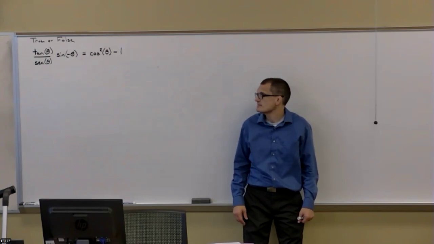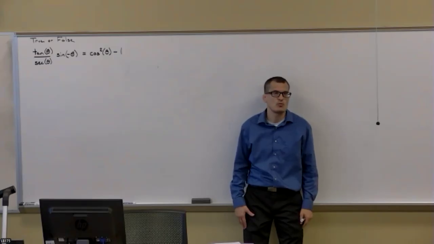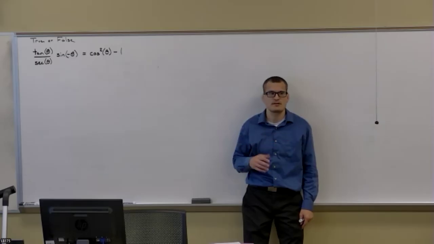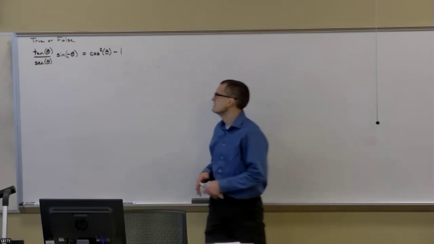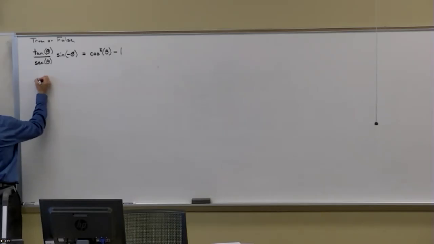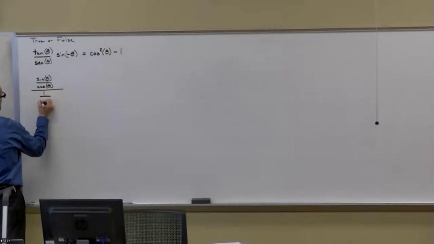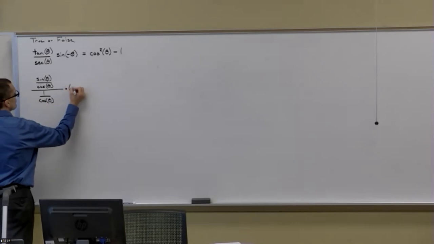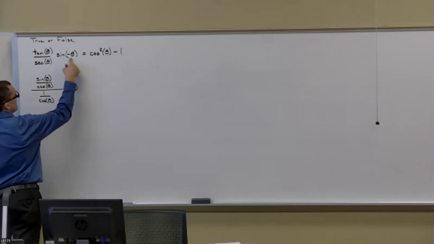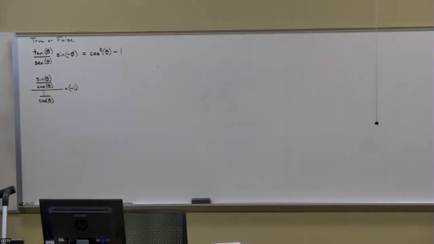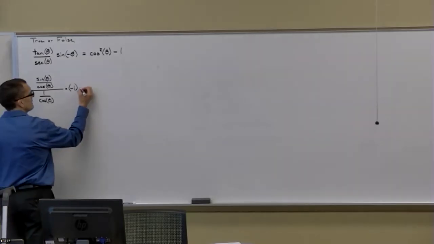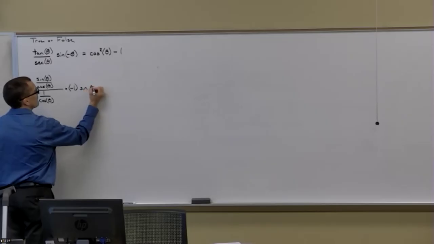But in this case, what I would do is start by rewriting my tangent and secant into sines and cosines, so we can see that. So tangent is sine of theta over cosine of theta, divided by secant, which is 1 over cosine of theta. Now, because sine is odd, I'm going to pull the -1 out right now. Okay, so that's -1 times sine of theta.